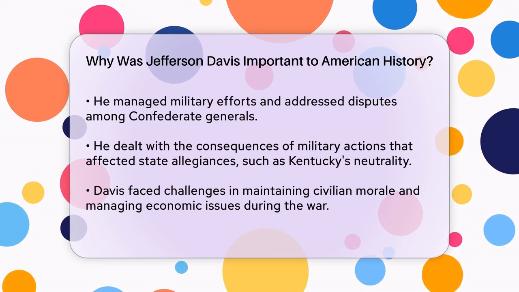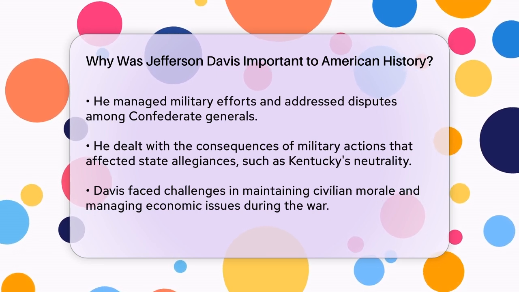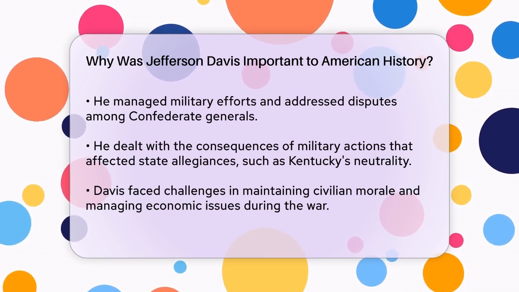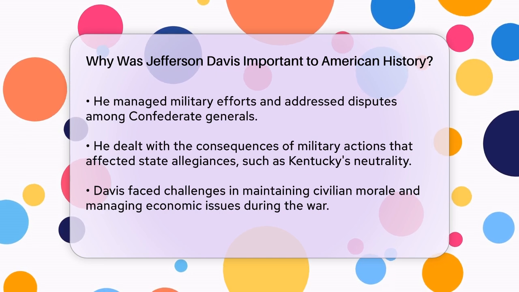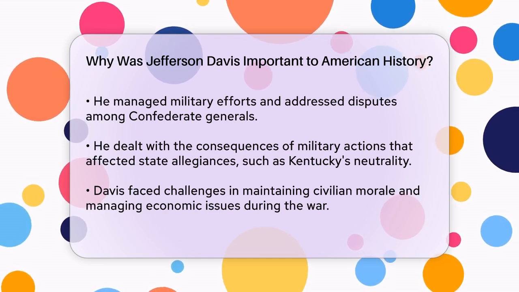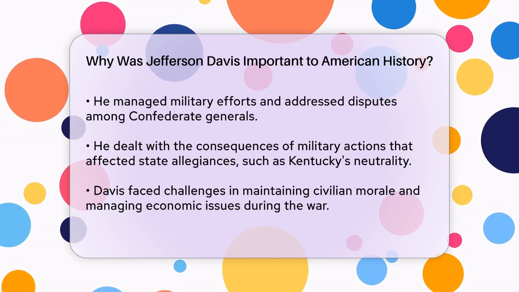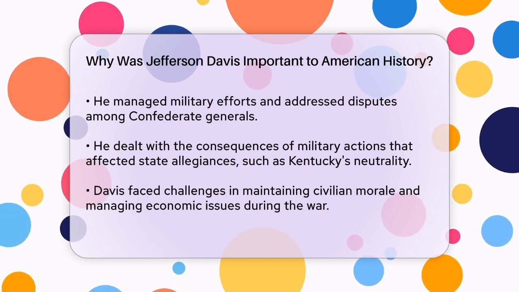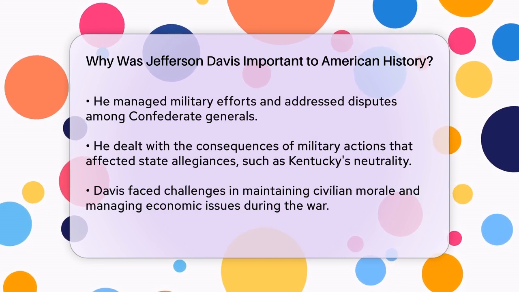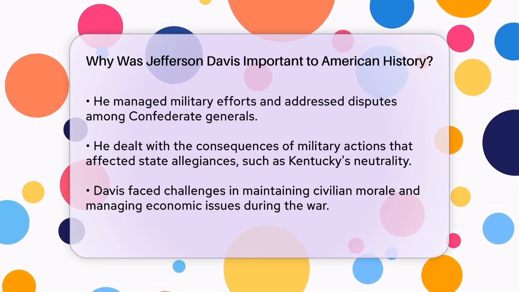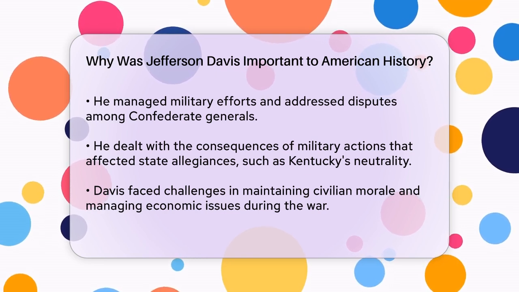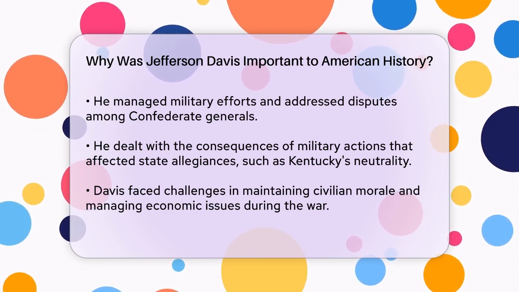One of the most notable aspects of Davis's leadership was his strategic thinking. He outlined a strategy of exhausting the Union's will to fight, hoping that if the South could show it could not be subjugated, the North would elect a president who would make peace. This strategy, however, did not yield the desired results, and the Confederacy ultimately suffered a series of defeats.